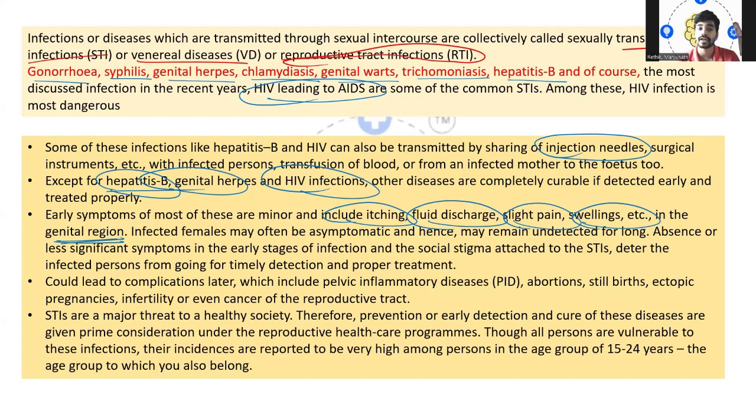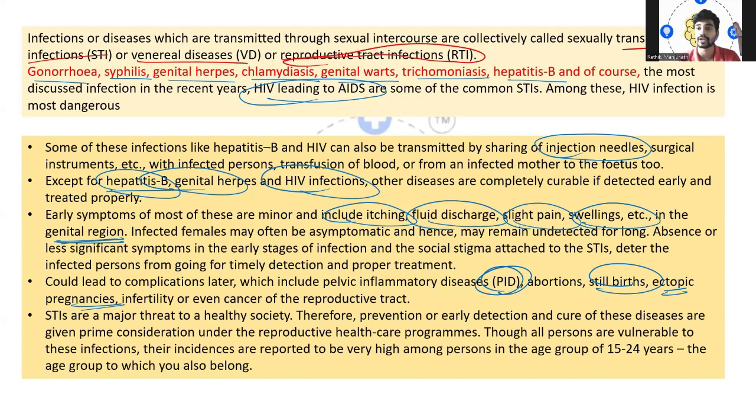Female: absence of symptoms or less significant symptoms in the early stage of infection can be seen in females. One thing we have to do is detect the infected person; timely detection and proper treatment is very important. If that doesn't happen, it could lead to complications later on, which include pelvic inflammatory disease, PID. Note down these points if possible. Pelvic inflammatory disease, then abortions, obviously, abnormal birth of a baby, and ectopic pregnancy.